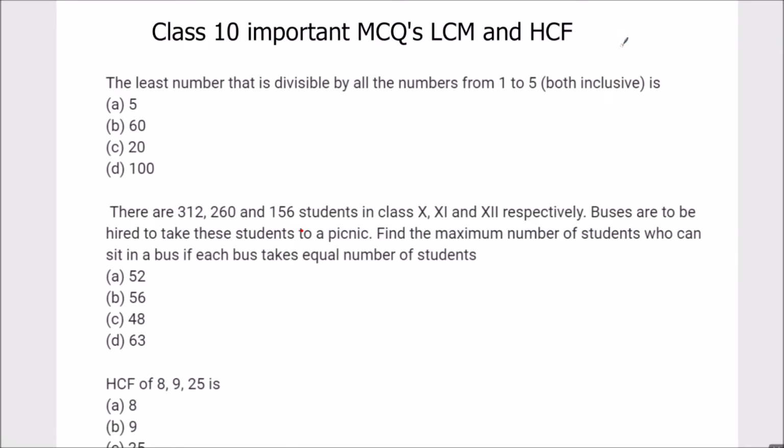Hello students, in this video we are going to solve 5 most important MCQs of the topic LCM and HCF for class 10th. So without wasting any time, let's start with our first question.